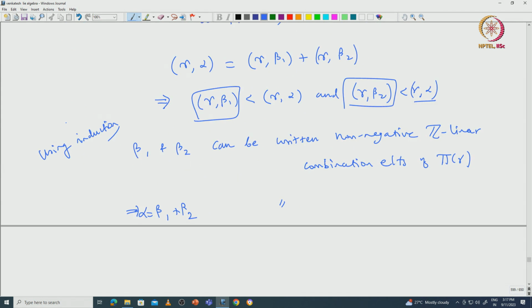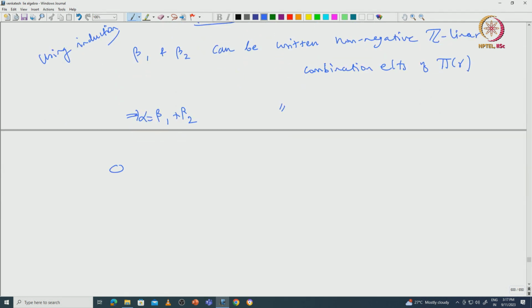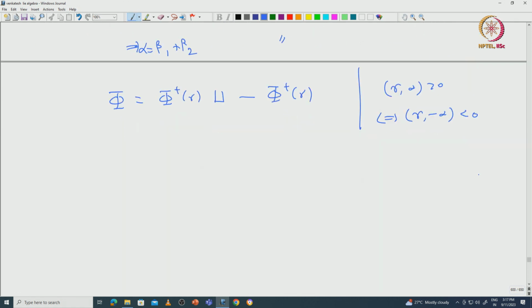Now note that it is easy to see phi is equal to phi plus of gamma disjoint union minus phi plus of gamma. That is because gamma alpha is positive if and only if gamma of minus alpha is negative. So, using this you can see that any element of phi can be written as either a non-negative Z linear combination of elements of pi of gamma or a non-positive Z linear combination of elements of pi of gamma. So, that proves B 2 is satisfied.